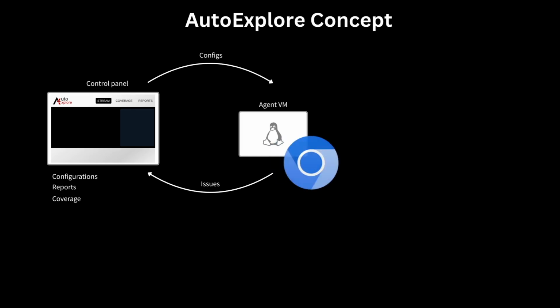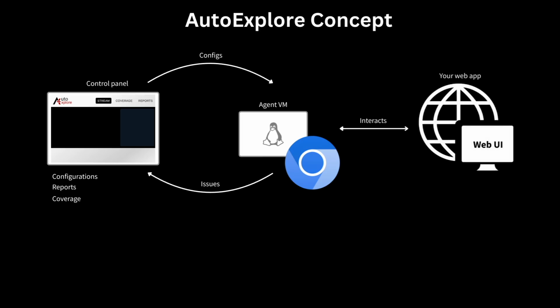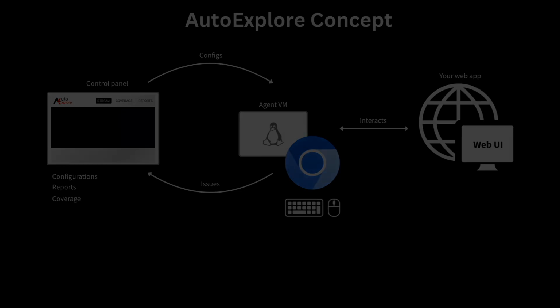Agent VM uses the Chromium web browser to execute the testing. Chromium is used to interact with your application through its web user interface. Instead of relying on JavaScript or document query selectors, Chromium is controlled by mouse and keyboard events only. This is done to ensure that issues found by AutoExplore are something that your users may also encounter. Okay, now that we are familiar with the concept, let's see it in action.